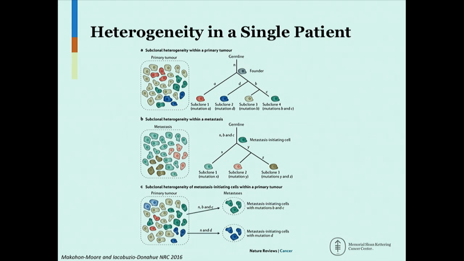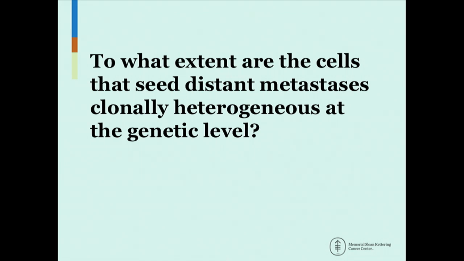And then the third scenario is heterogeneity of metastasis-initiating cells in a primary tumor. So you can see you could have scenario one, where you have subclonal heterogeneity within a primary. That doesn't mean you have scenario three, because your metastases could be monophyletic, right? They come from one subclone. So this is how we try to think of the disease and categorize in a way that makes sense. Now, with that in mind, our question was, what is the extent that cells that seed distant metastases are clonally heterogeneous at the genetic level, okay?